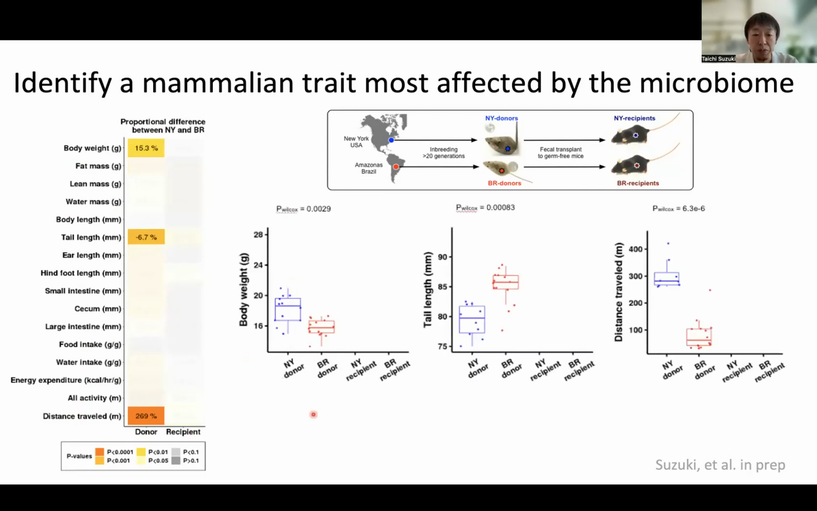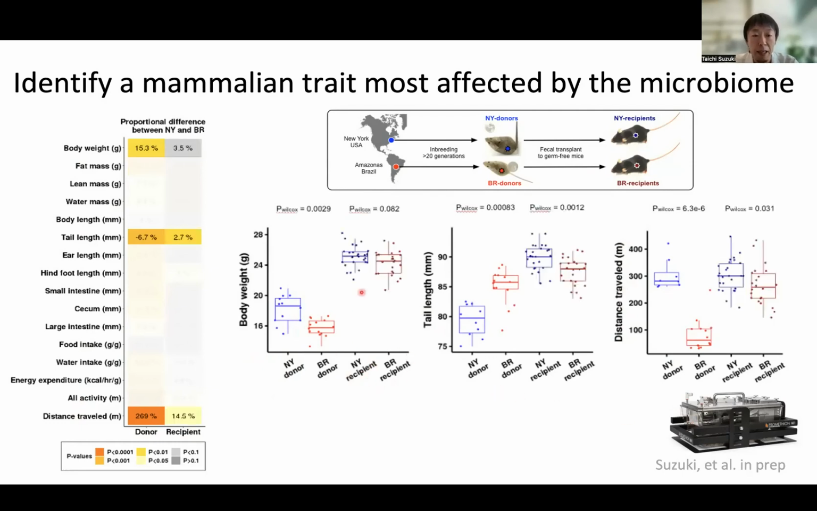This is what I already told you, but animals from colder places show larger body mass, reduced tail length, and increased activity. This distance traveled was measured using this Promethean gauge based on laser beam breaks, so there's no human bias here. Now let's look at the recipient traits. For body weight, you can see this trend of phenocopying, which was marginally not significant. And when we look at the tail length, we see this significant opposite pattern of phenocopying.